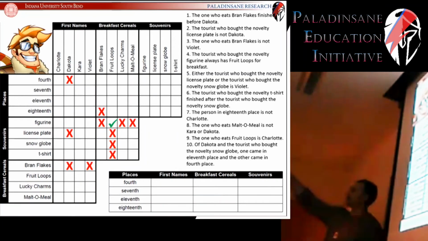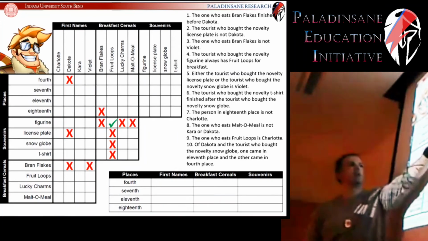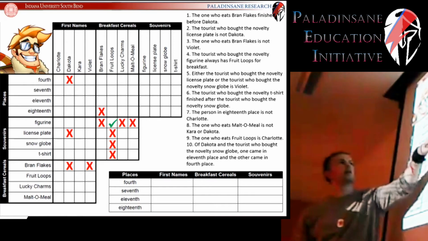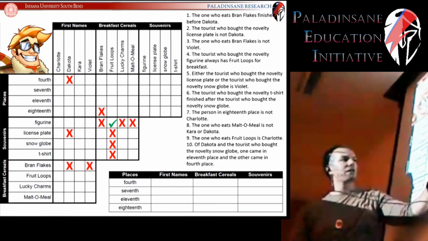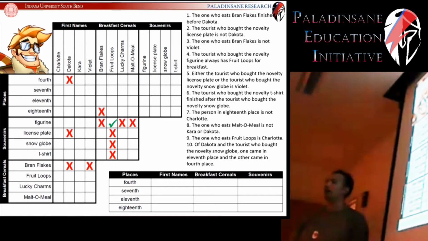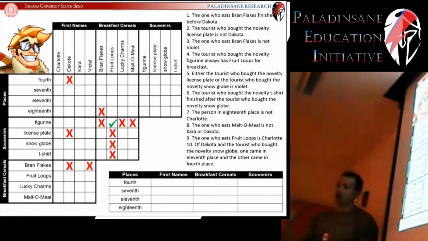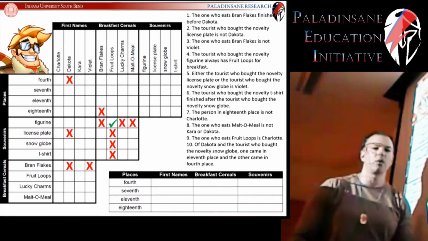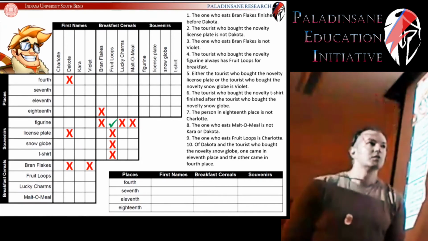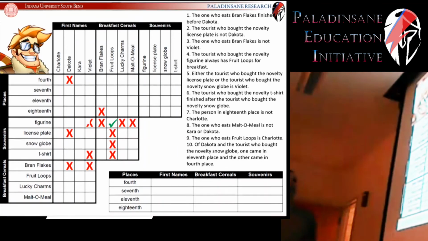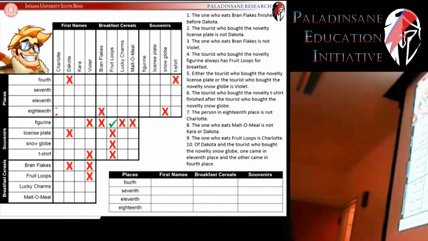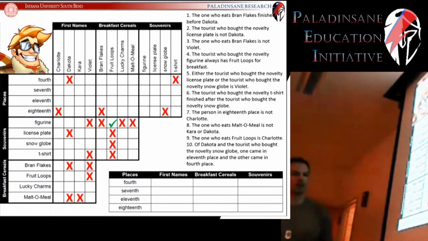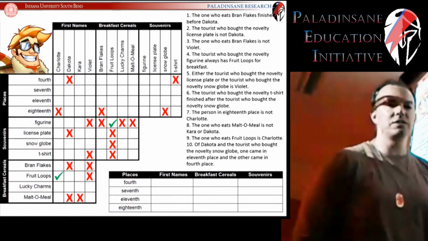So as soon as you have a check mark in one cell here, you can X out that entire sub row and that entire sub column as well, because they can only have one. You only get to buy one souvenir, you only get one favorite cereal. So you'll work through this, just kind of fast forwarding it here, Xing out, getting check marks, and making those deductions.